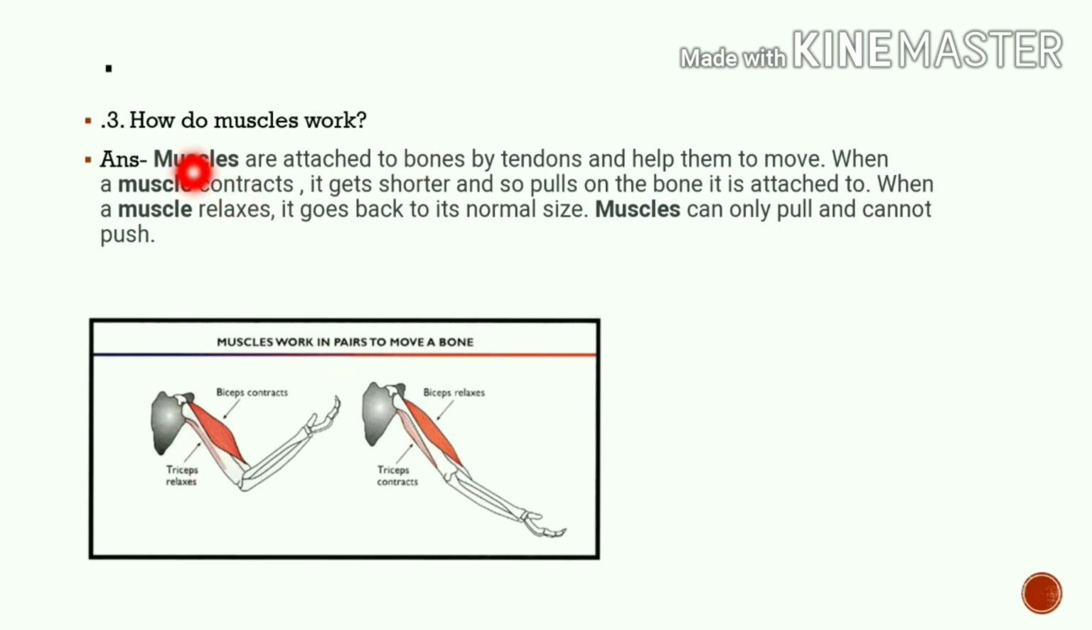Now see this picture. Muscles are attached to bones by tendons, which we have already learned about, and help them to move. When a muscle contracts, suppose the biceps muscle is contracting, it gets shorter. See, this muscle is getting shorter and pulls the bone. See, pulling this bone, right? When a muscle relaxes, it goes back to its normal size. See, now it is in a relaxed position. Muscles can only pull but cannot push. Alright.